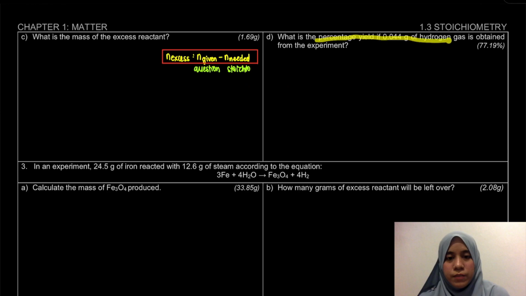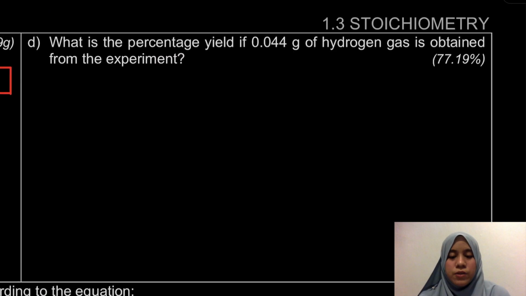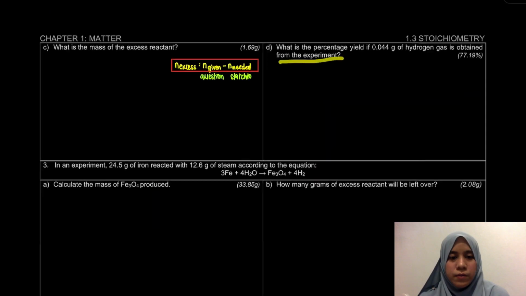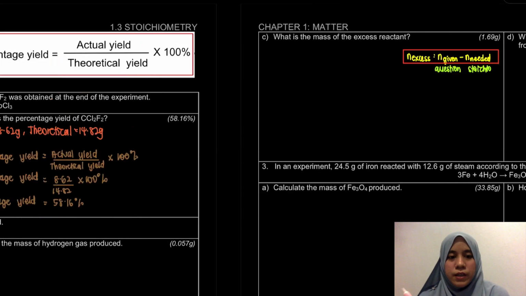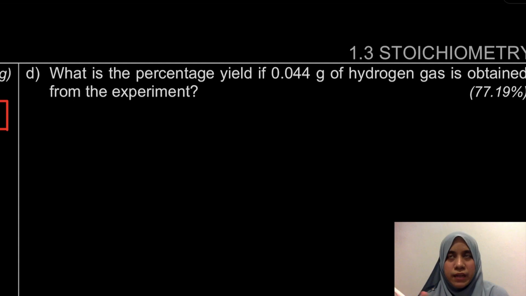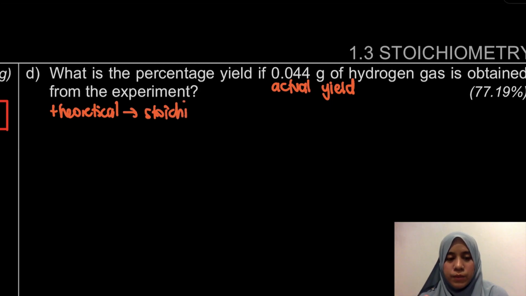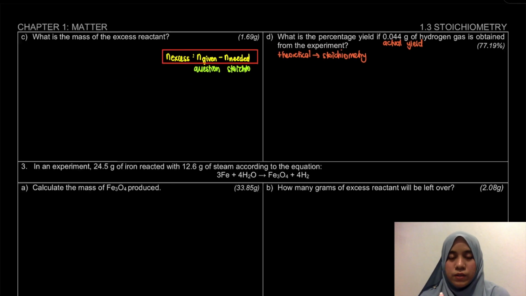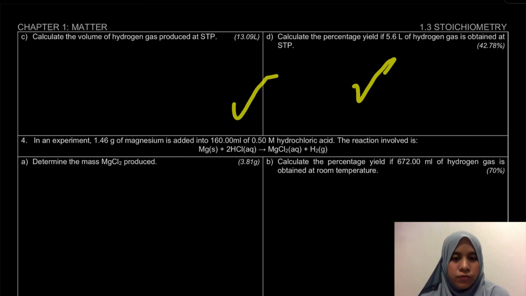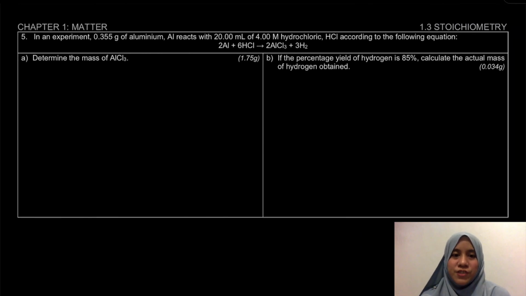Okay, so yang ini percentage yield. Yang ini pun straightforward sahaja. So yang lain ni obtain from the experiment, actual yield. Label lah senang. So kat sini. Okay, so that's for example number 2. So that for example number 3, 4 dengan 5, I believe you could try yourself. So that's the end of chapter 1.